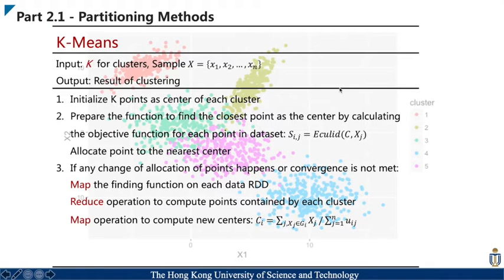And for the distributed program, we first prepare the function to find the closest point as the center by calculating the distance for each point in the dataset. For the iteration steps, we first map the finding function on each data RDD, then reduce the operation to compute points contained by each cluster. Finally, we do the map operation to compute new centers, and the iteration will not stop until the convergence is met.